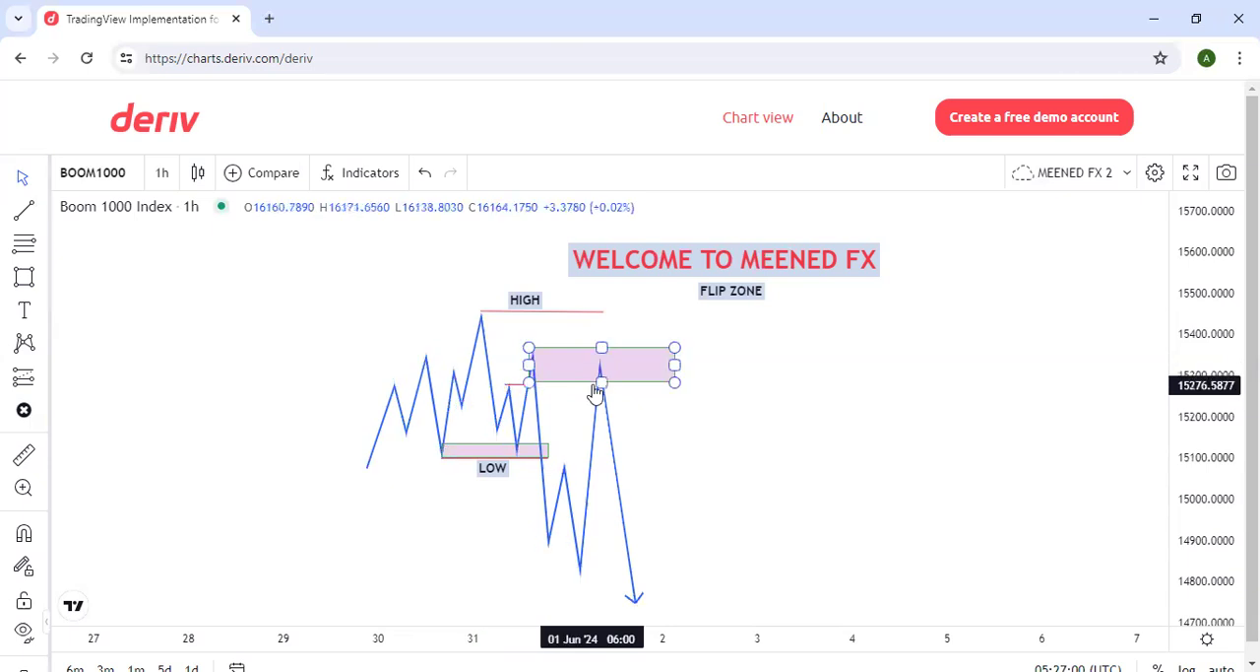So this is the basic flip zone that I use. It is more profitable than the other one anyway. Although the other one also works, I prefer this kind of flip zone.